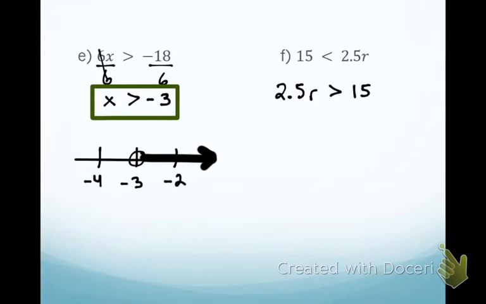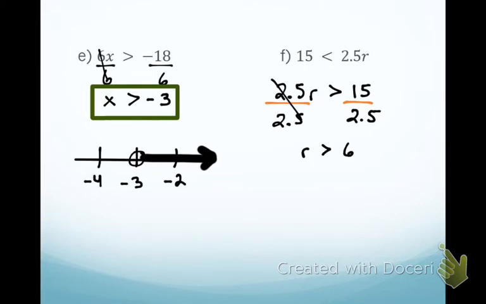How do I get r by itself? You divide by 2.5. Very good. We're going to get rid of that 2.5, so we're dividing by it on both sides. And tell us what your answer is. Okay, not just 6. Tell me the whole inequality. R is greater than 6. Very good, because that tells me there's a lot of solutions for this answer.